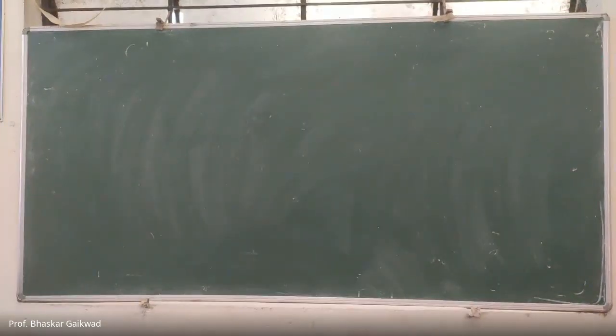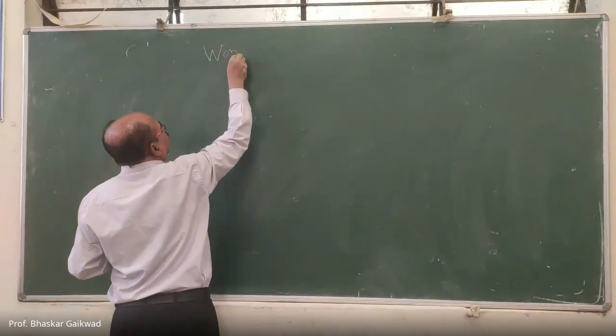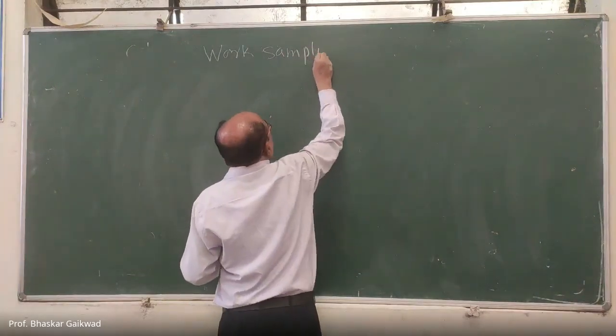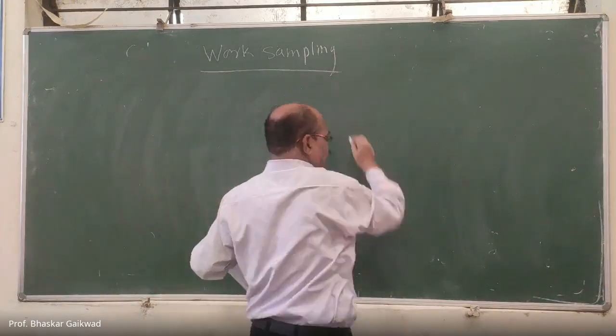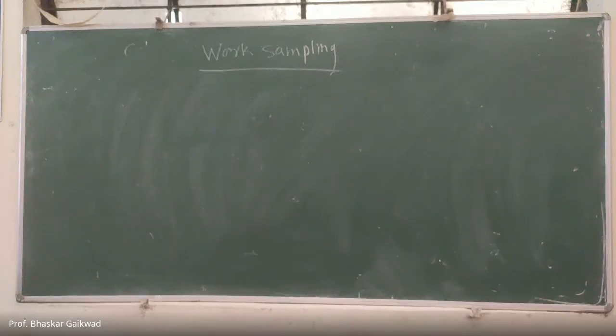So our next article is work sampling. Work sampling is the statistical part. Whenever mass production is there, it is not possible to check each and every job, but we can take certain samples, and on the basis of those samples, we can make the result. This is work sampling, work measurement.